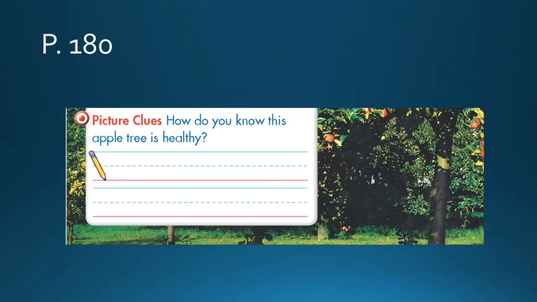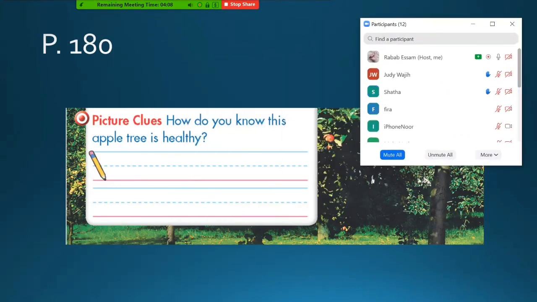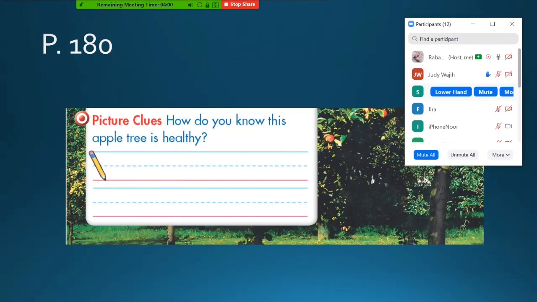Here on page 180, we have one question down. How do you know this apple tree is healthy? How do you know this apple tree grows well? Who can answer this question, please? Shaza? Seeing its color. Bravo. We can say like this by looking at the color of the apple, okay? So if it is red, this means the apple tree is healthy.